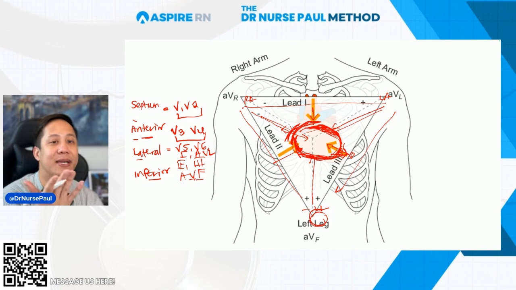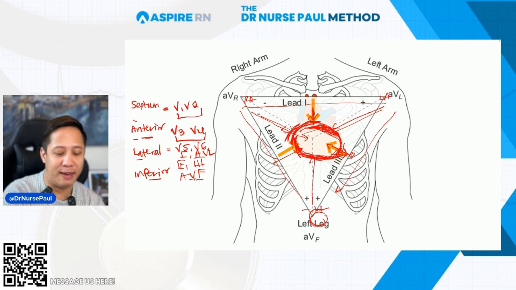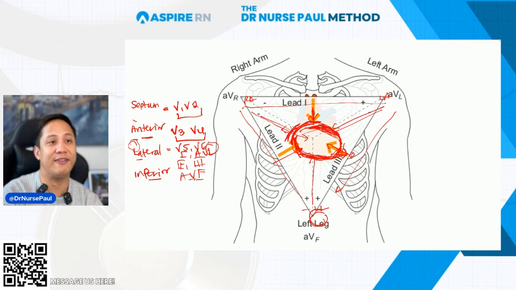Somebody asked, can you repeat that? Okay, you see lead one and aVL. L is for lateral, by the way. That's why it's called aVL. It's the augmented V lead of the lateral. So lateral is lead one. Why is one lateral?